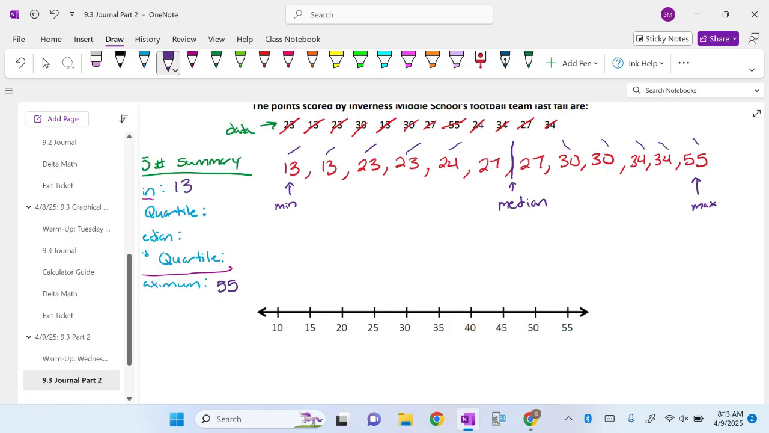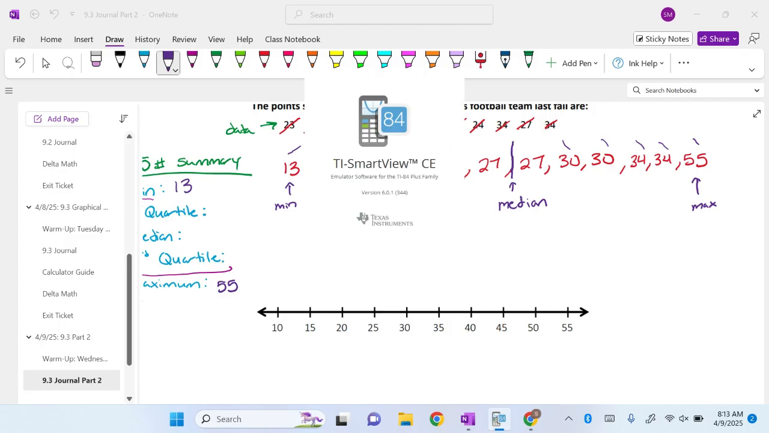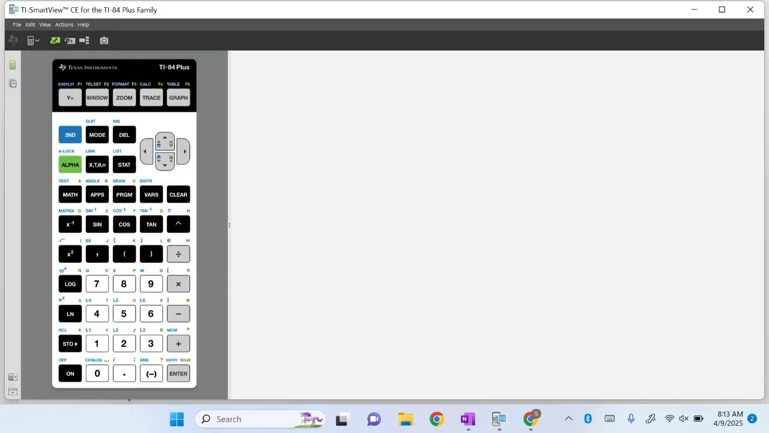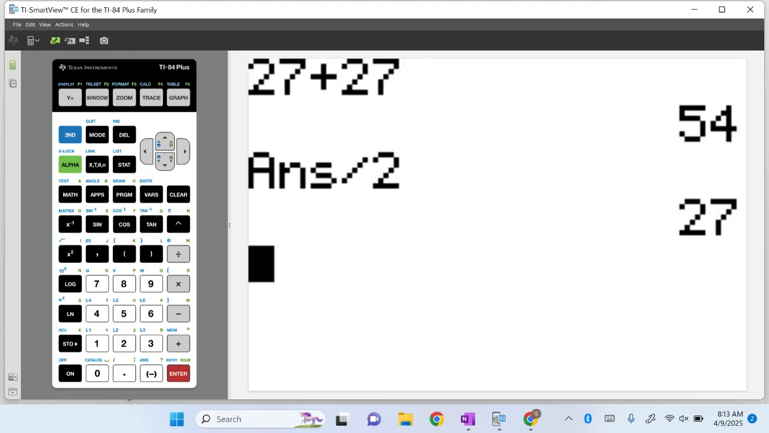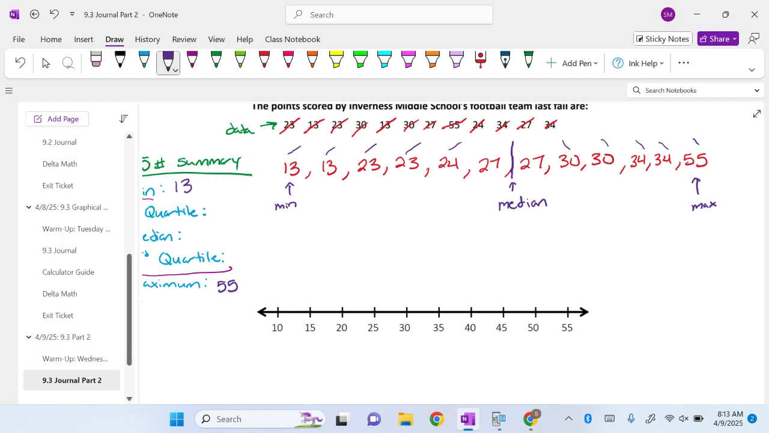All right. So if that was the case, we know it's 27 because it's the same number. But if we didn't, we would add up the two numbers, or do 27 plus 27, and then divide it by 2. We would take the average of the two numbers. It's still 27. So the median in this case is 27. Now we have the minimum, the median, and the max. Now we have enough information to find the quartiles.